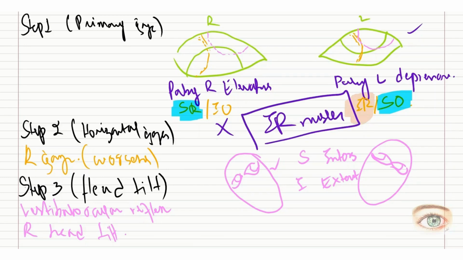This is how you are going to locate and diagnose the paralytic muscle, and this was the Parks 3-step test. I hope I have made everything clear.